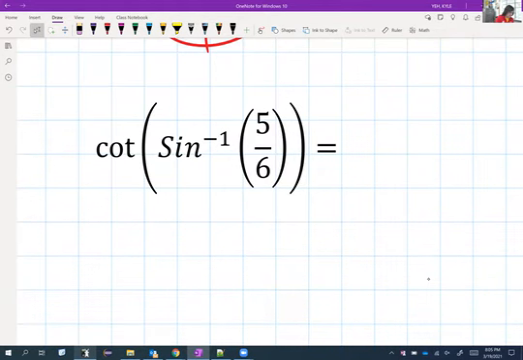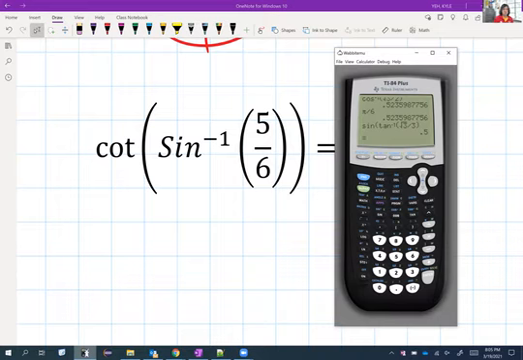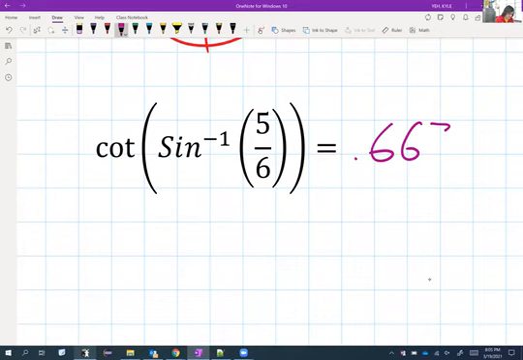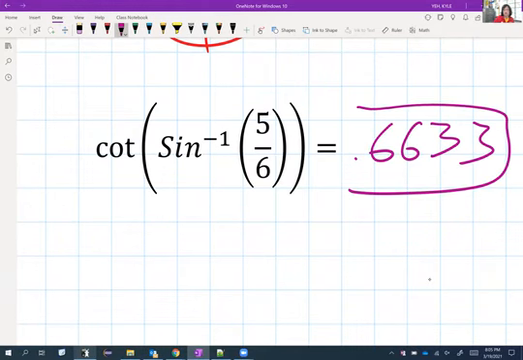So if you see a value that's not like root 3 over 2 or 1/2 or root 3 over 3, if you see something like this, we're just going to plug it in. Cotangent, I don't have a button for that, but remember that's 1 over tangent of inverse sine of 5/6, 0.6633. It's not an exact pi value that we know of, so 0.6633, because we didn't recognize 5/6 on our unit circle.